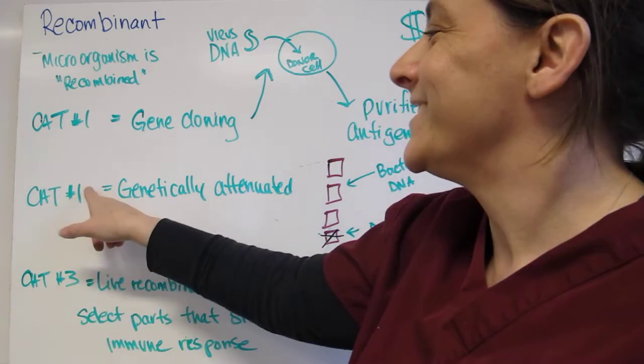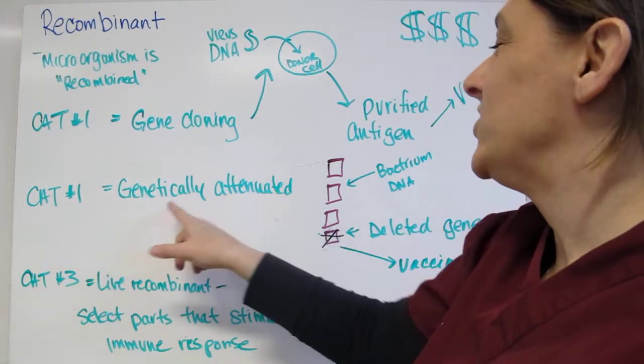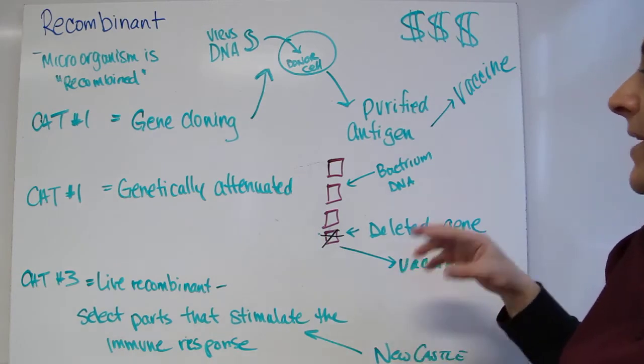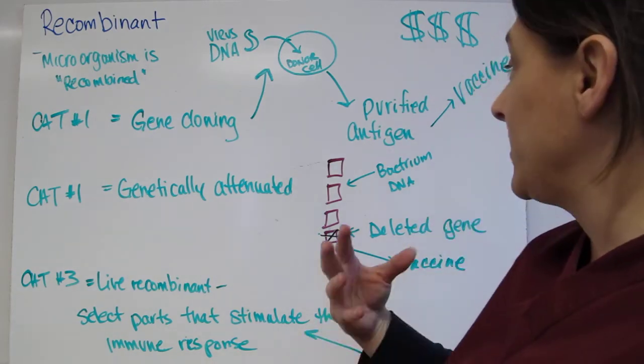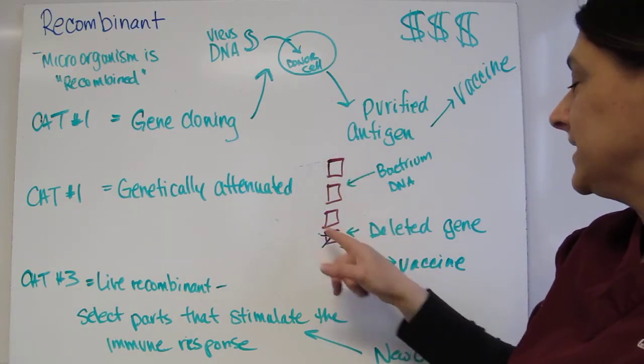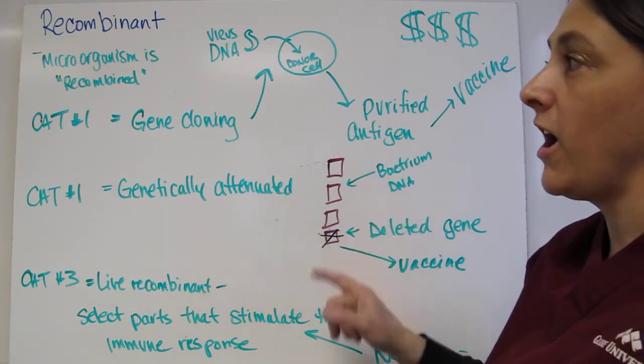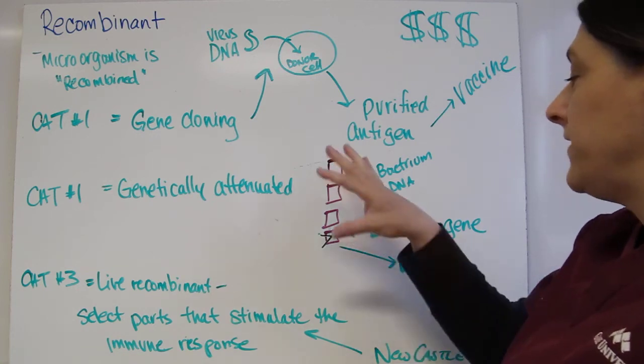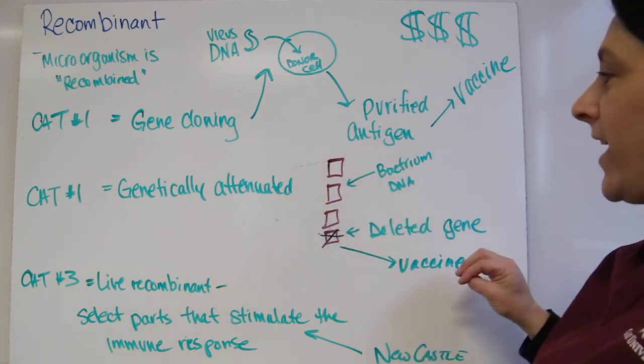Category 2 is genetically attenuated. And basically what they do is they take bacteria or bacterium, they take the DNA and they delete the genes that cause the virulence, okay? Then they take that, turn it into a vaccine.